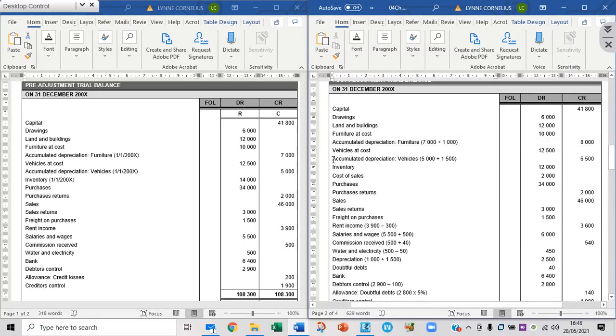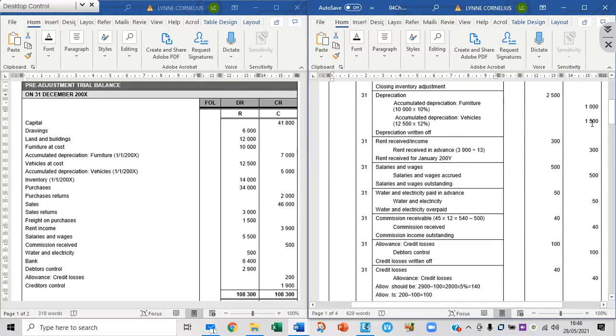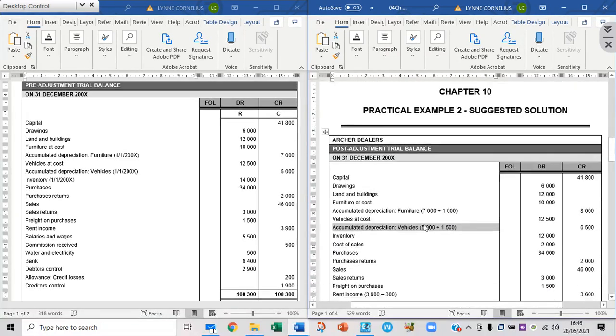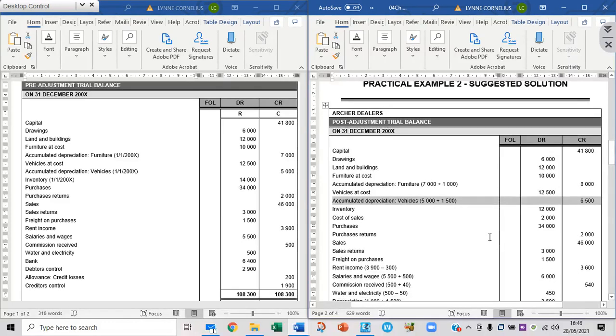The same with accumulated depreciation for vehicles. On the left hand side, you can see that our pre-adjustment balance is 5,000, but we wrote off depreciation in our adjustment journal entries. A further 1,500 Rand, we need to add that to the 5,000. The pre-adjustment amount of 5,000 plus the adjusting journal entry of 1,500, that gives us a post-adjustment balance of 6,500 Rand.